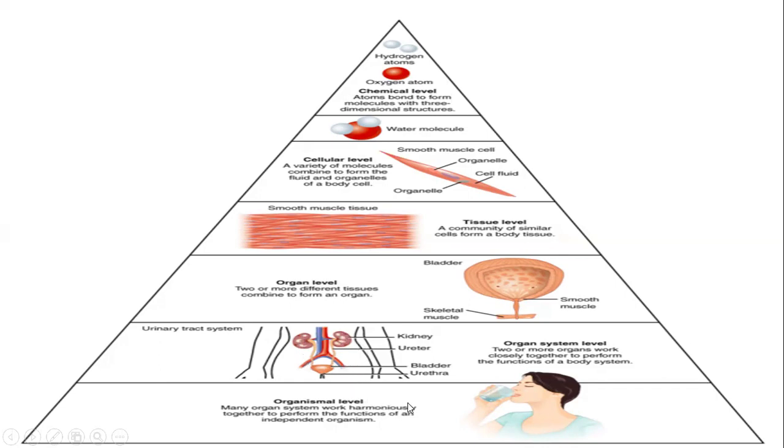Many organ systems work harmoniously together to perform the functions of an independent organism. That is what makes up an organism, a human being, since we are looking at human physiology and anatomy. These organ systems put together make up the human being. For example, we have a lot of organ systems: the respiratory system, the gastrointestinal system, cardiovascular system, urinary system. All these coming together make up an organism, which at this point we are referring to as a human being.